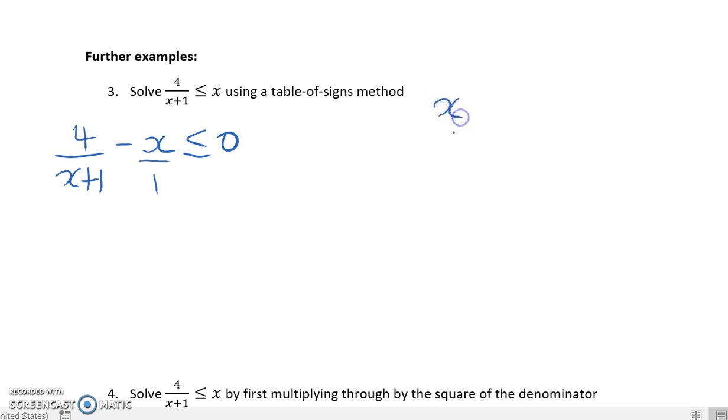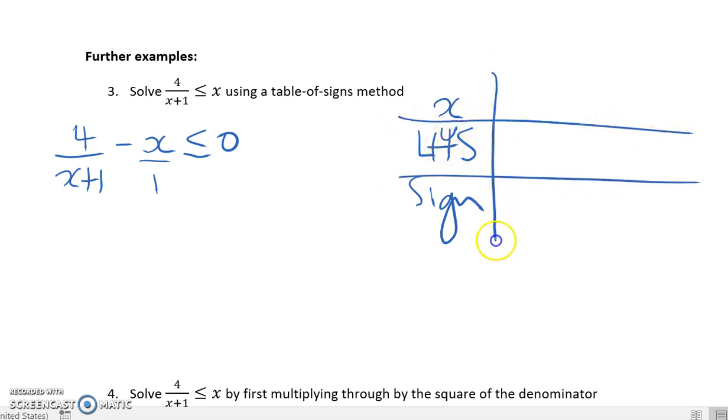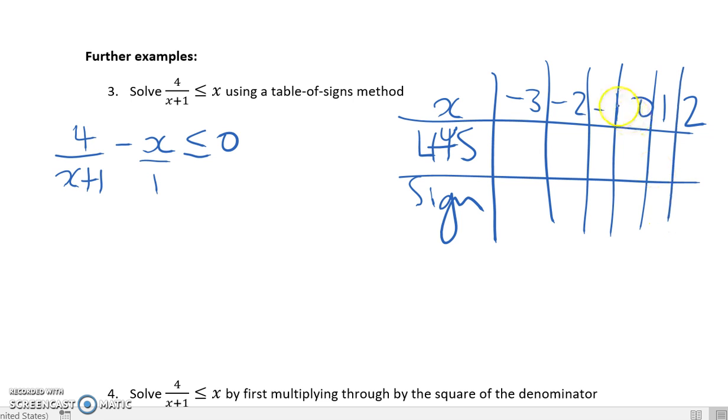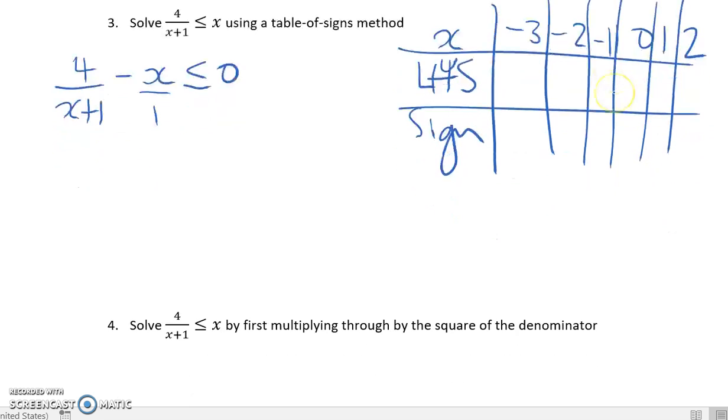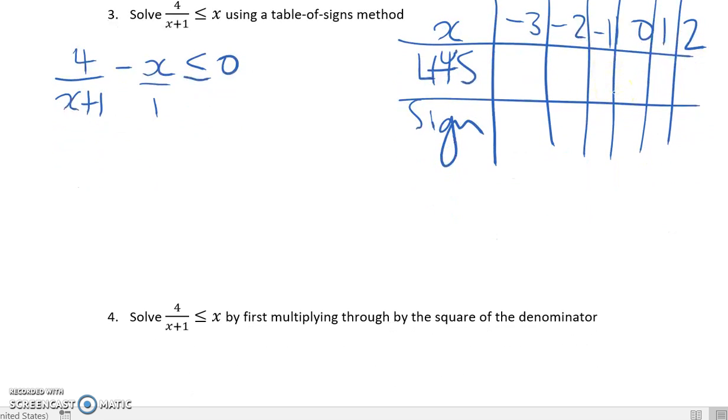Then use your table of signs, because it asks you to use this method, except you're not going to go x and y because it's an equation. You'll just go x, the left-hand side, and then the sign. So I'll leave you to fill that out and get a common denominator. Fill out your table. That will help you know what's going on. And then that's all they want you to do.